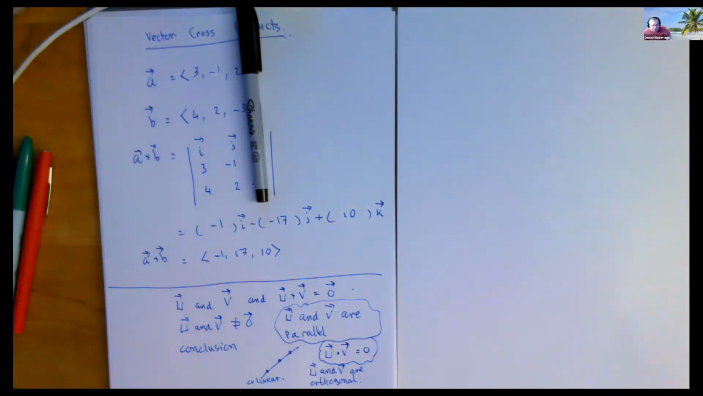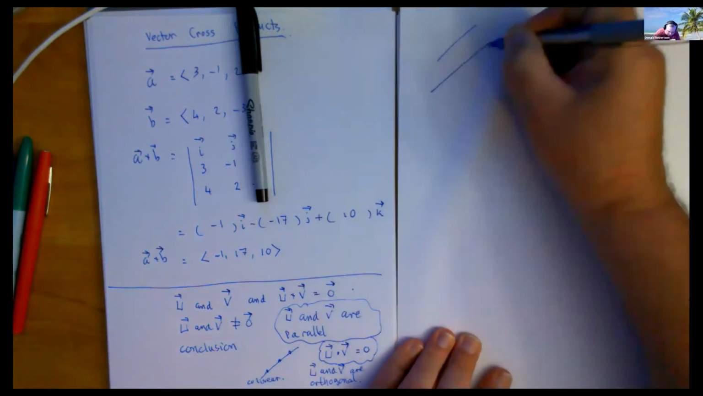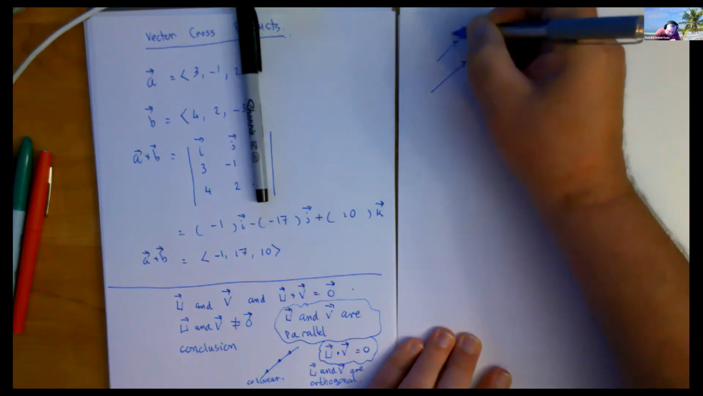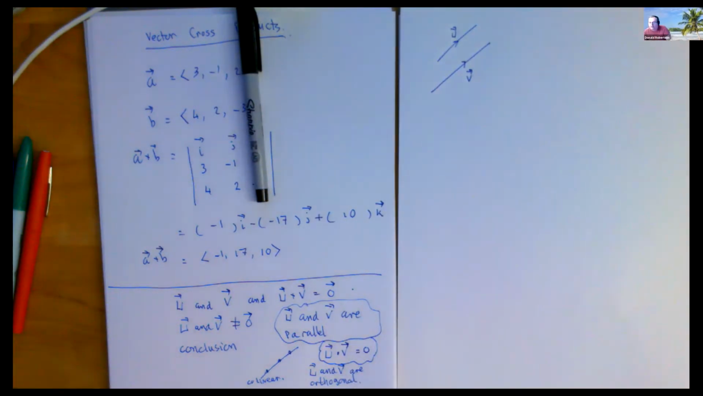In fact, you could use that as a test. I have 2 vectors. Are they parallel to each other? Well, just find their cross product. If it's a 0 vector, you can then say, yep, these 2 vectors are parallel. Now, what I mean by parallel is they look like that, right, in the 3D world.